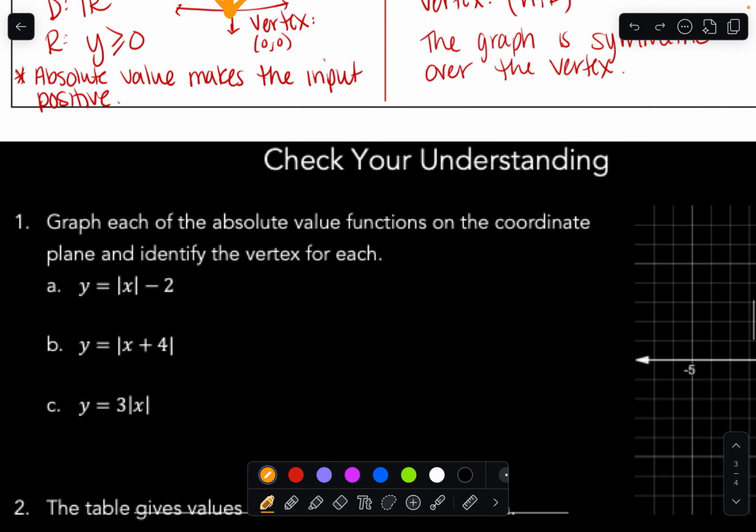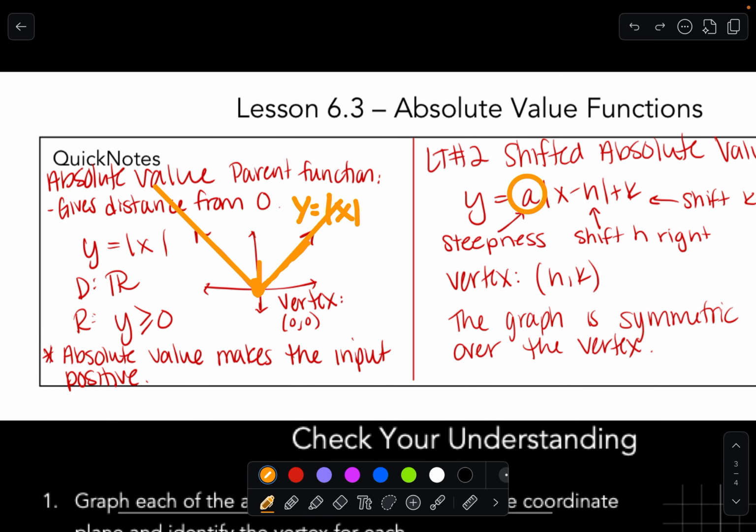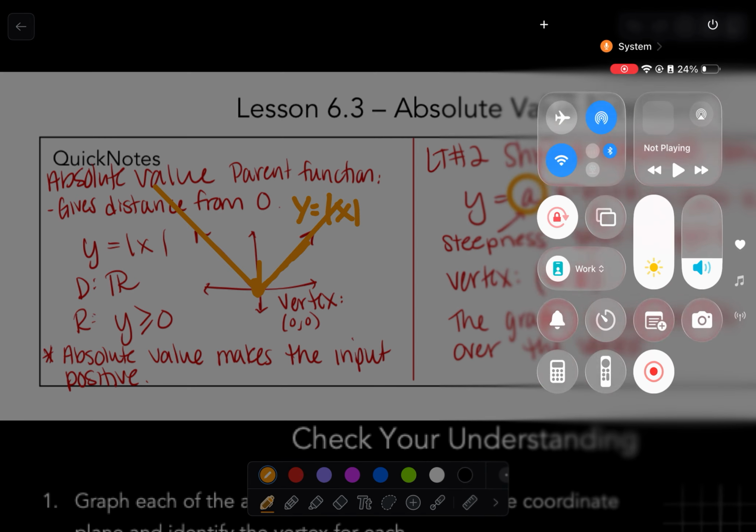So now, that's it for the activity. Next comes the check your understanding.